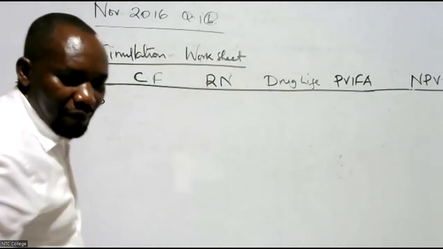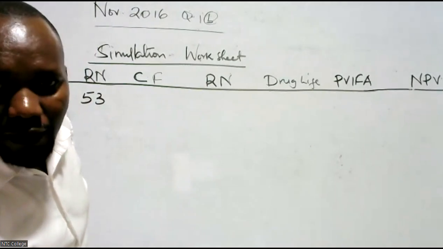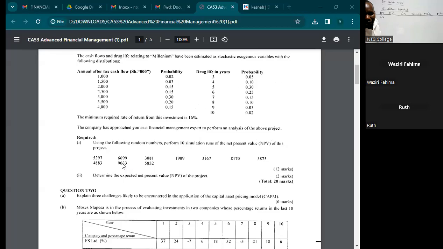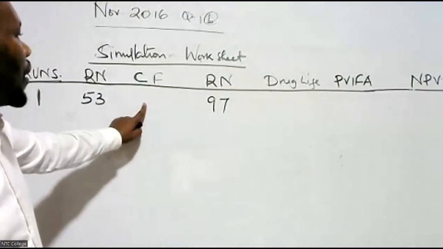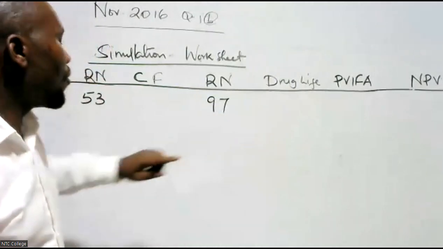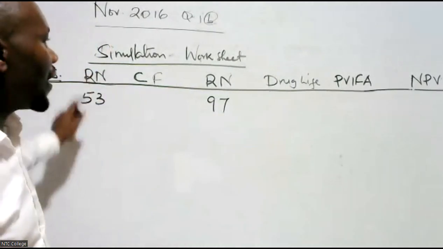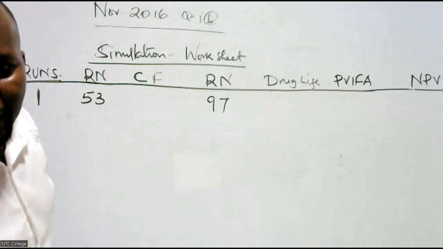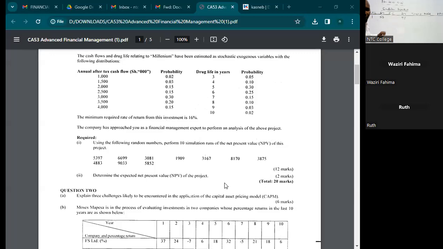The second one is? We can just read them. 53, then 97. So in that line, pick the first one, 53. It will give you a certain cash flow. Then you need another random number, 97, to give you a certain drag line. You go to the second line. They will go like that. So we can fill the gap the way we did the other time. So you just read for me.